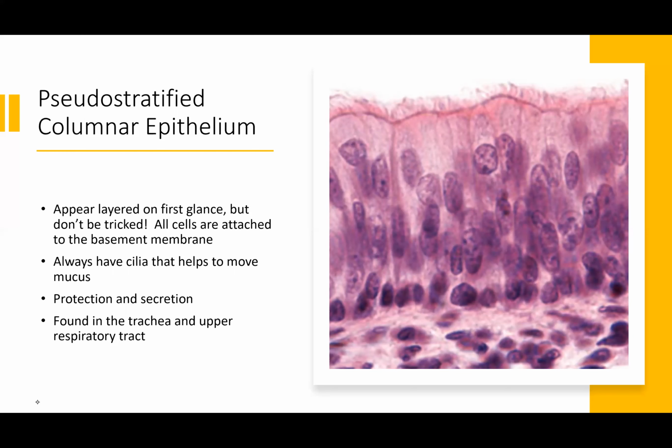And so a good way to differentiate between pseudostratified and our other types of epithelium is that they're always going to have cilia, and they're going to be important for protection and secretion. And it's also found in the trachea and upper respiratory tract because those cilia are also helping with our mucociliary elevator. Those cilia, their job is to sweep our mucus up and out of our lungs and keep it from getting down to our lungs and keep it in our throat and nose. So it has a really important job, and you'll learn more about that as you go.